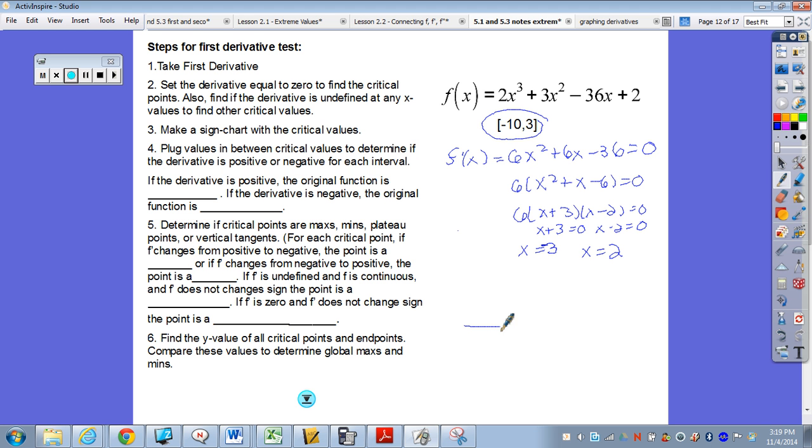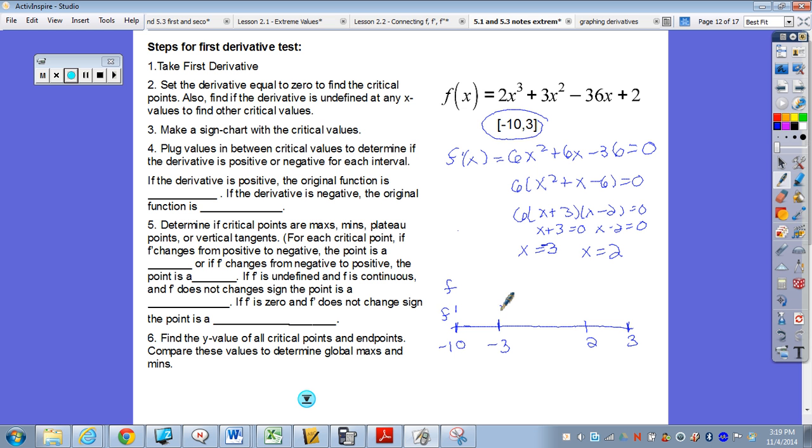So for a sign chart, you make a line and you label the bottom f prime and above it f, for the sign chart for a first derivative. You're going to put your critical points, lowest value to the left, positive values to the right. So I'm going to mark negative 3 and 2, and I'm also going to put my endpoints. So I'm going to put negative 10 and 3. Okay, they don't have to be spaced out, and you don't have to write all the x values. You can if you want, but I'm going to put the endpoints and my critical points on my number line.